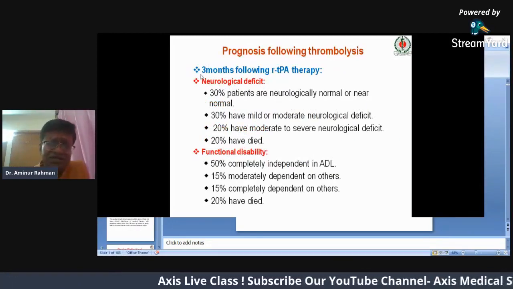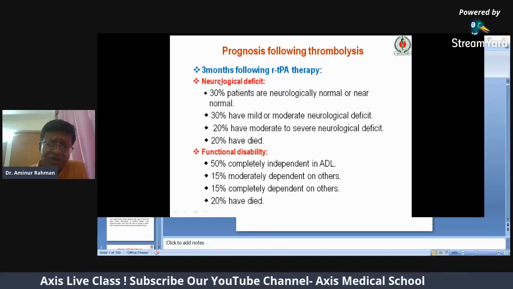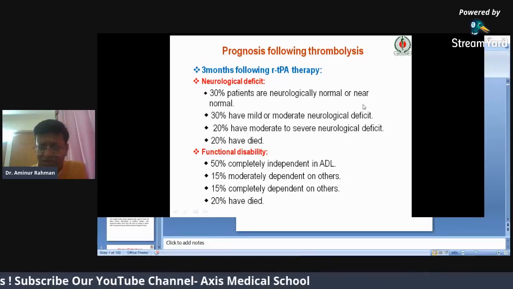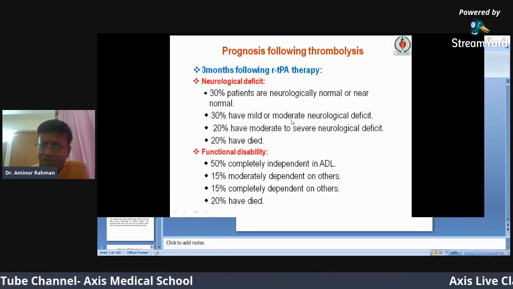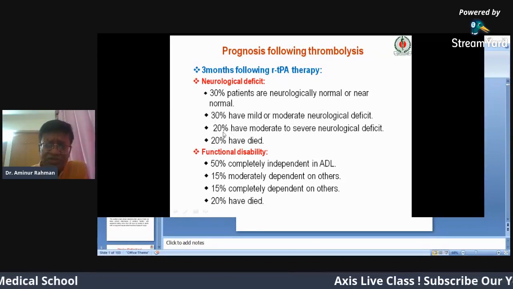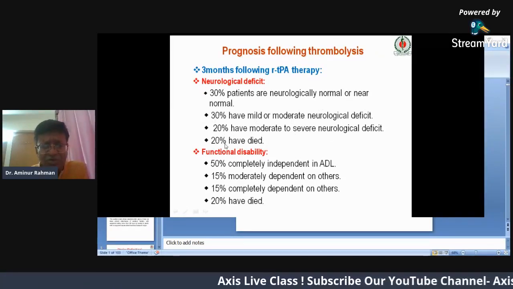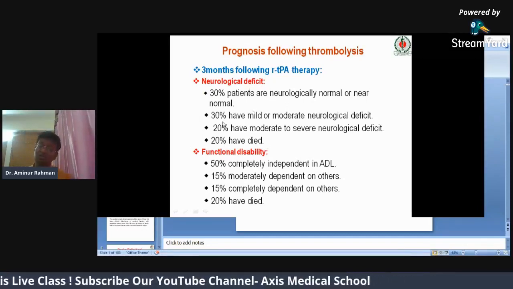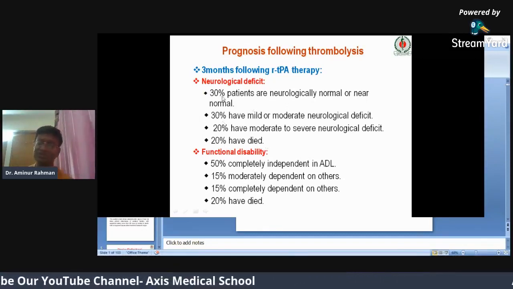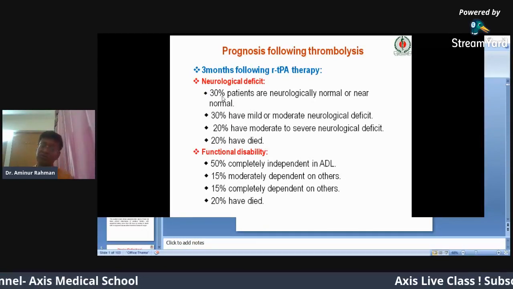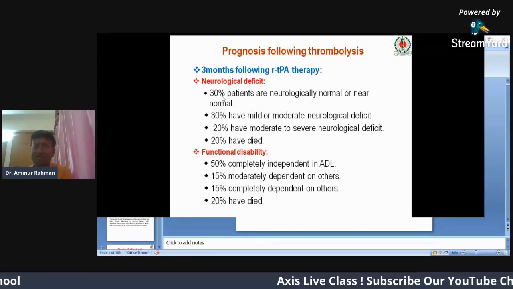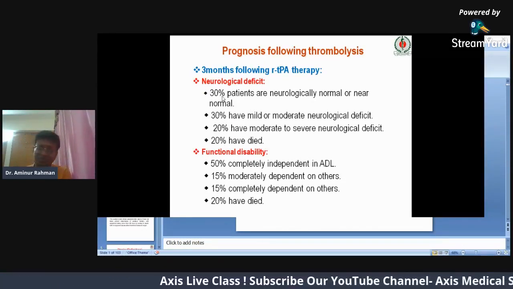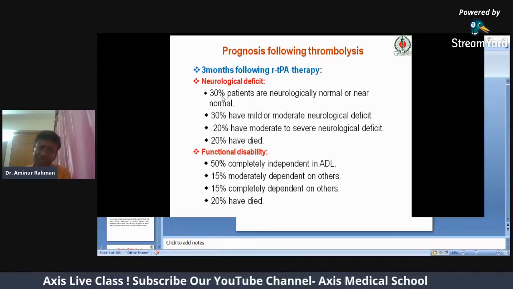Prognosis following thrombolysis: at 3 months following rtPA, neurological deficit is normal or near normal in 30%, mild to moderate in 30%, moderate to severe in 20%, and 20% died. So if I go for thrombolysis, around 60% of patients are going to improve. So nowadays in my country we are practicing IV thrombolysis for these patients.